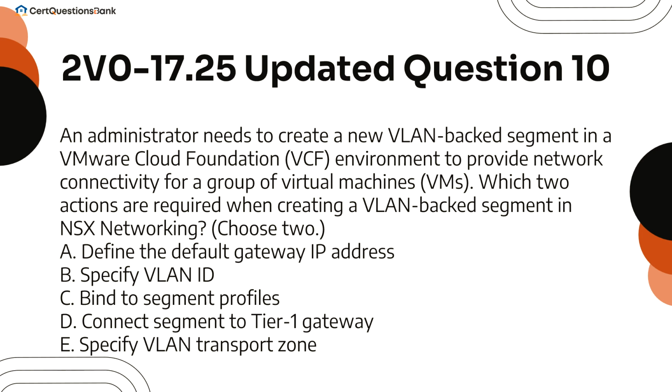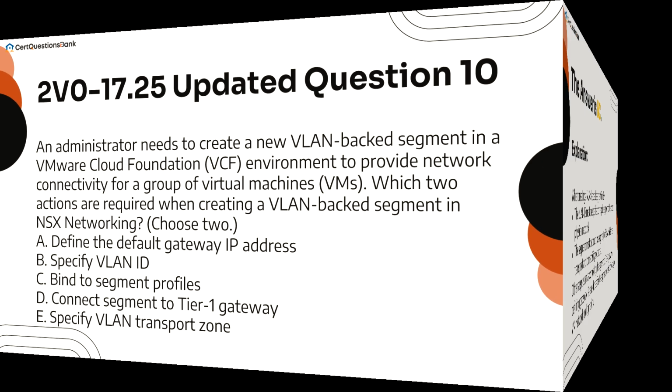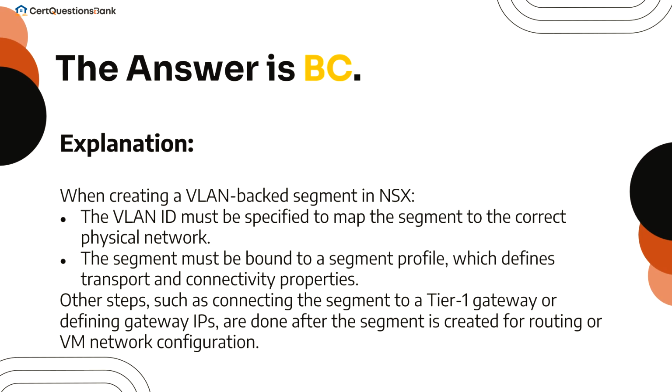A. Define the default gateway IP address. B. Specify VLAN ID. C. Bind to segment profiles. D. Connect segment to Tier 1 gateway. E. Specify VLAN transport zone. The answer is B, C.